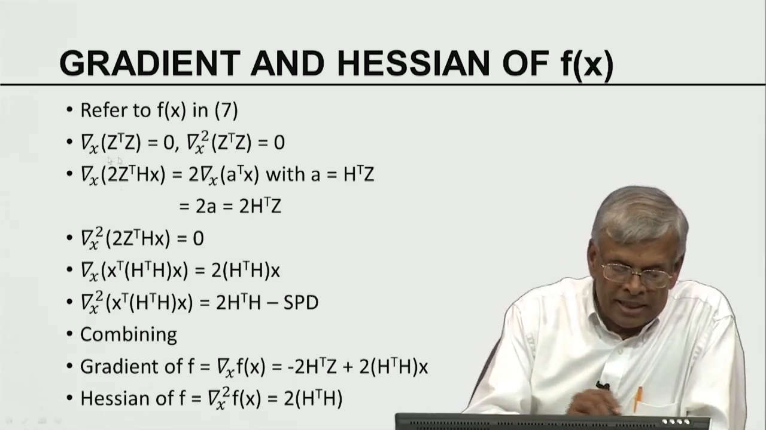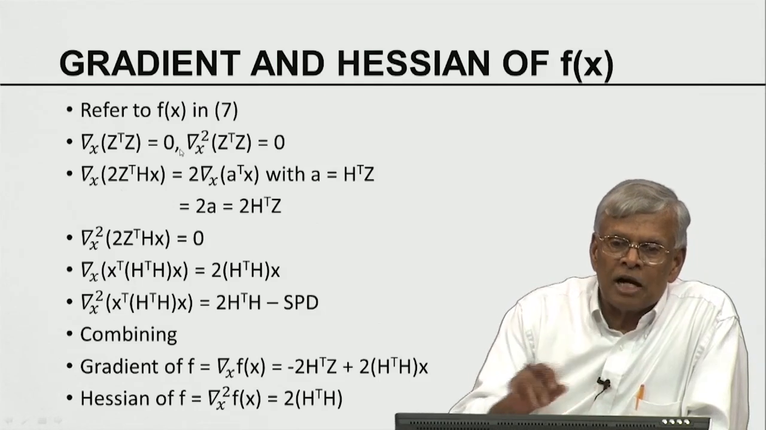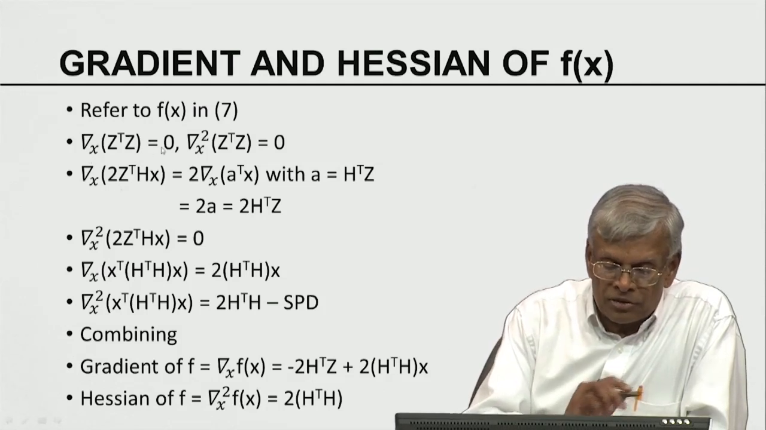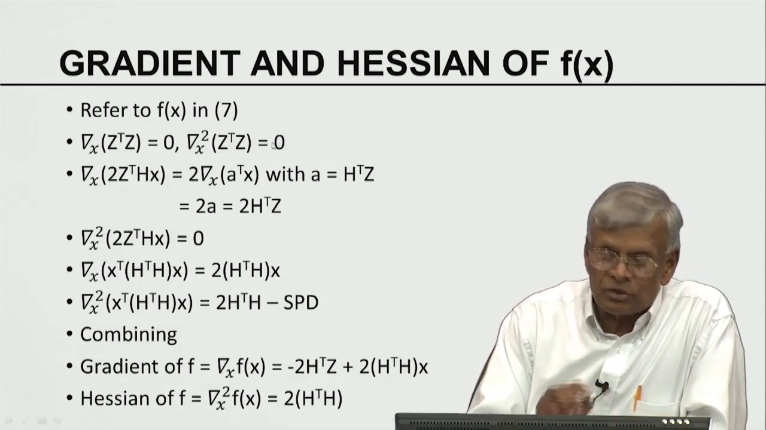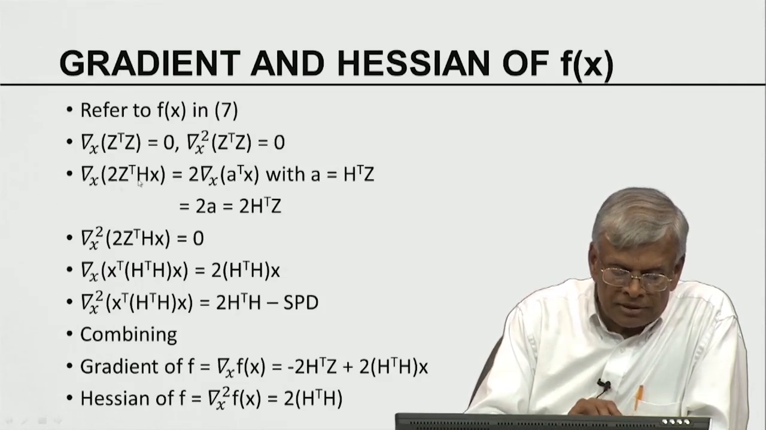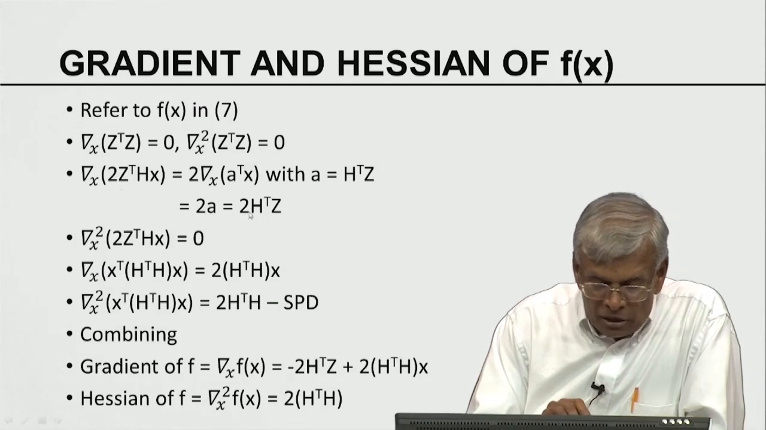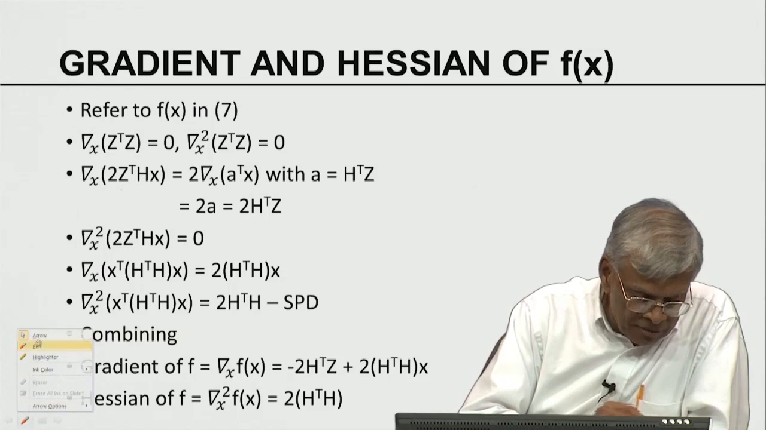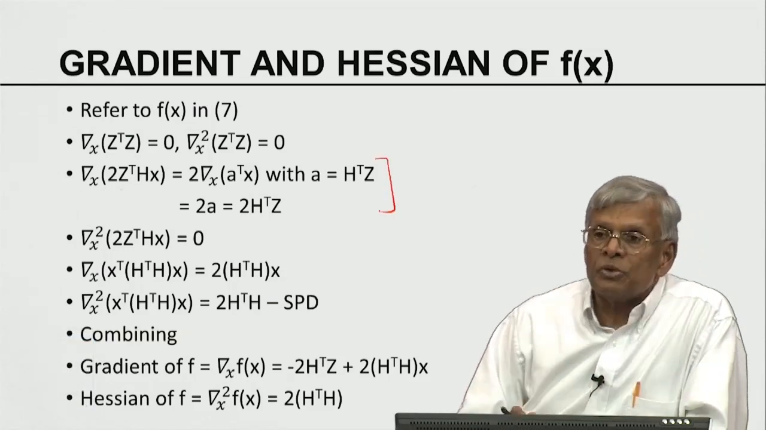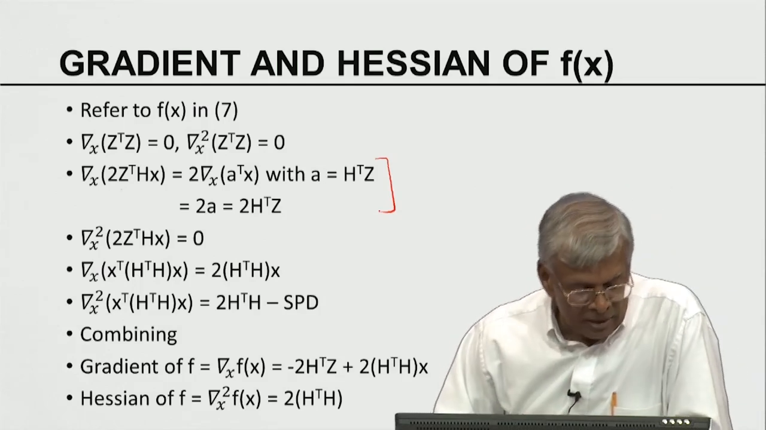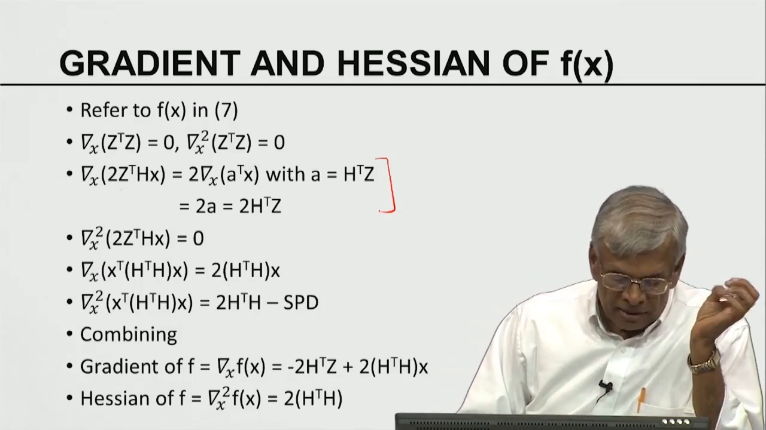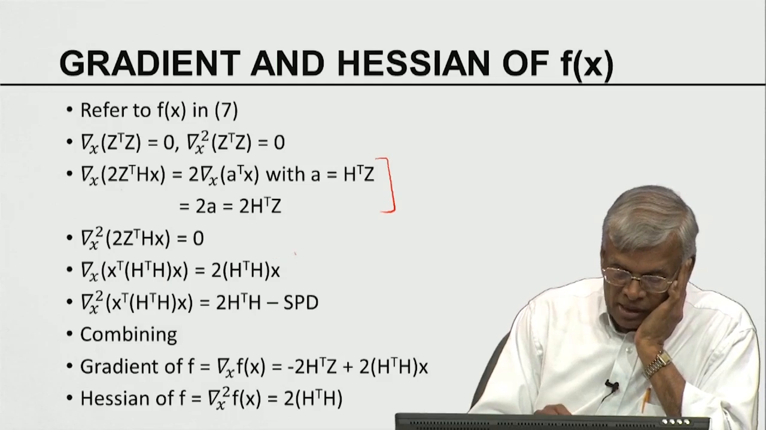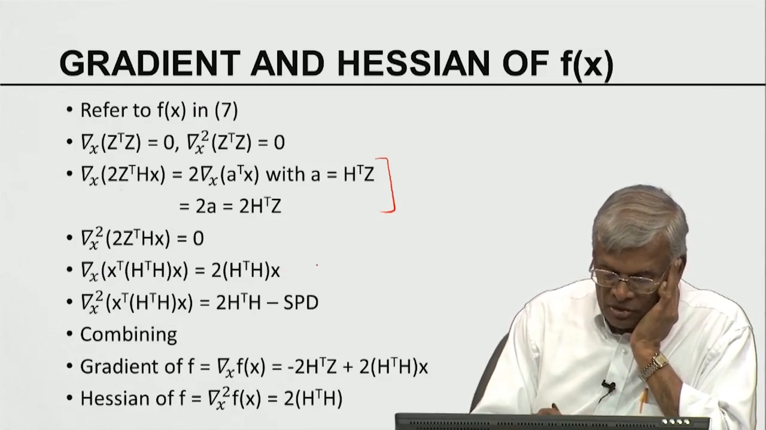So compute the gradient. There are three terms. The gradient of the sum is the sum of the gradients. So the gradient of z transpose z with respect to x is 0. The second derivative, the Hessian, is also 0. The gradient of 2 times z transpose Hx is equal to 2 times H transpose z. I would like everyone to verify this using the formula that we have already derived in the class on multivariate calculus. The second derivative of this term is 0. The first derivative of the quadratic form is this. The second derivative of the quadratic form is also this.